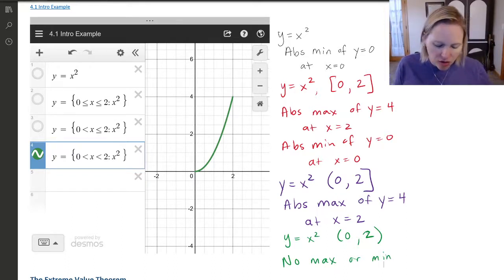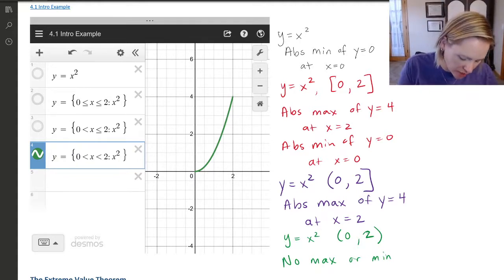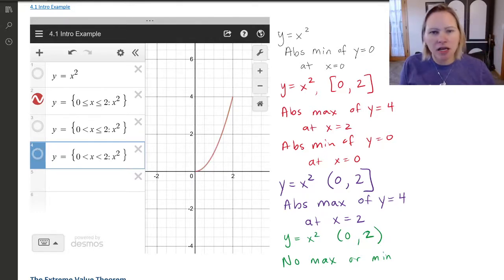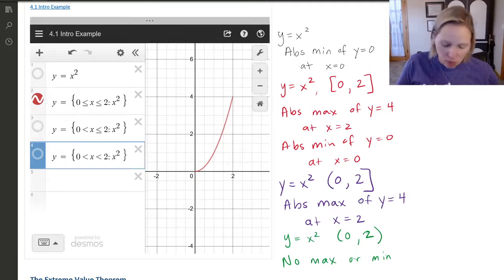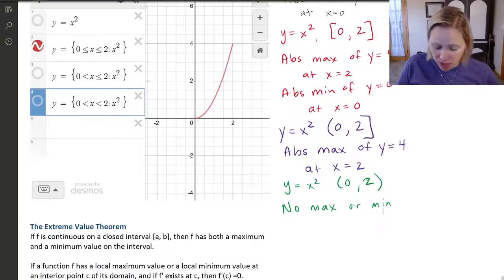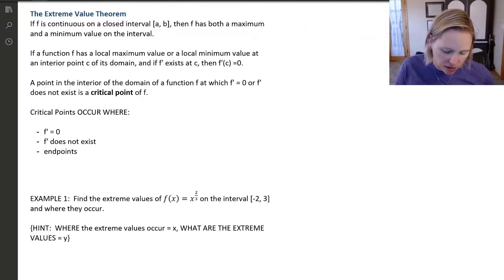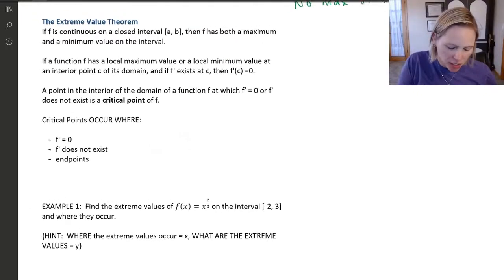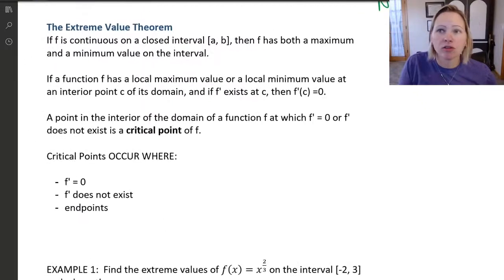So these are the scenarios, and the extreme value theorem really only addresses the red scenario here where we have a closed interval. And anytime we have a closed interval, we are going to be guaranteed to have both a max and a min. And sometimes it's the endpoints, but sometimes it's also going to be a point in the middle. But no matter what, you'll always have one of each if you are looking at a closed interval. So let's take a look at what this extreme value theorem says now.